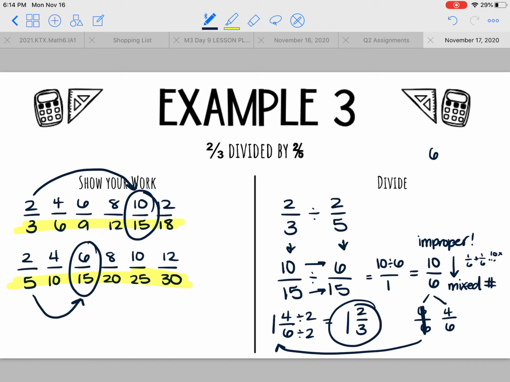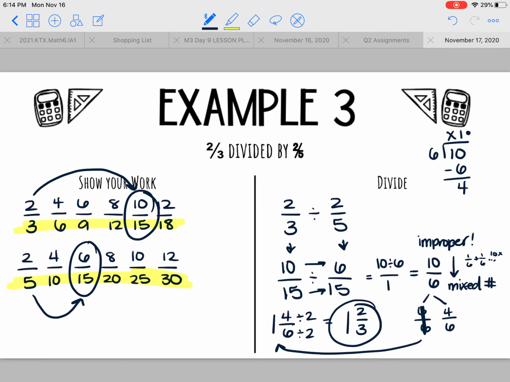If you do want to go ahead and see it the division way, I'll go ahead and set that up. 6 goes on the outside and 10 goes on the inside. 6 goes into 1 0 times. 6 goes into 10 1 time. 1 times 6 is 6. Subtract 10 minus 6 is 4.